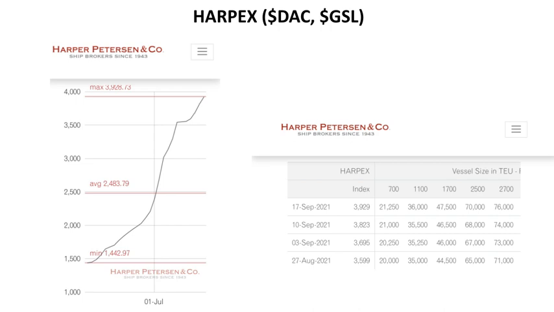It's actually hurting a lot of companies right now. Like if you look at some specialty chemical companies, they have lowered their guidance because they said they are being impacted by the shipping costs.